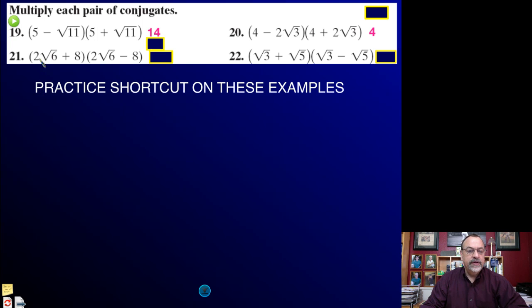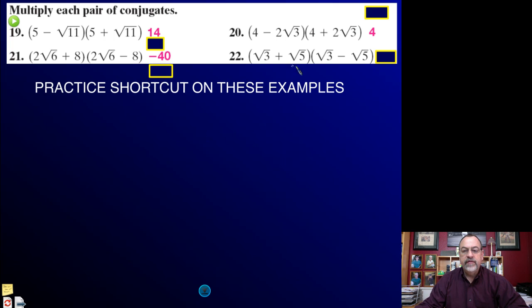I notice that these two are conjugates, so I square the first term, so the 2 squared is 4, and the radical 6 squared is 6. The 8 squared is 64 with a minus sign in between. So 24 minus 64 gives me a negative 40. So I can quickly, again, multiply those, recognizing that they are conjugates.